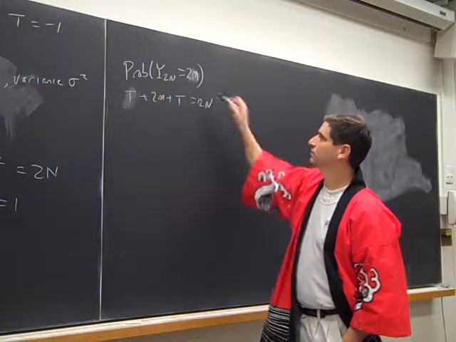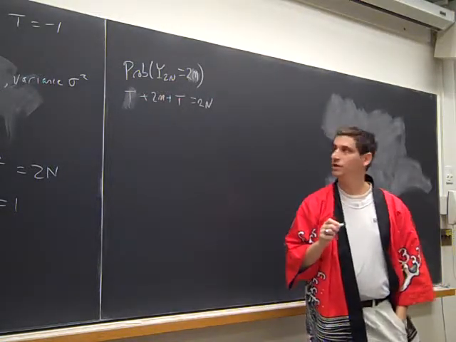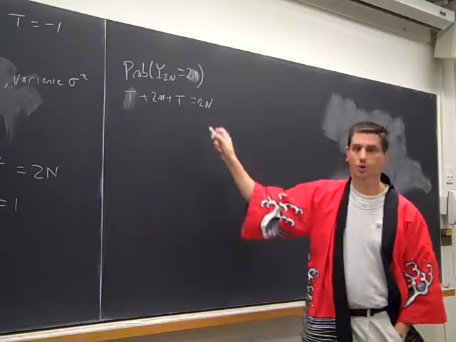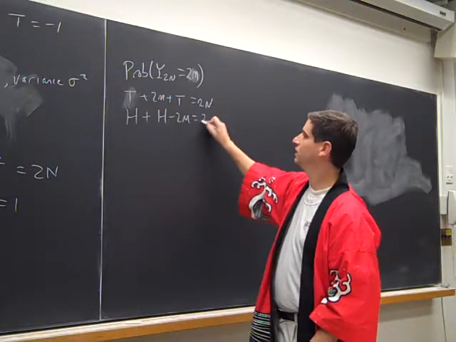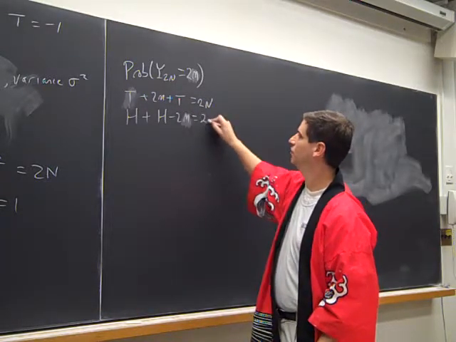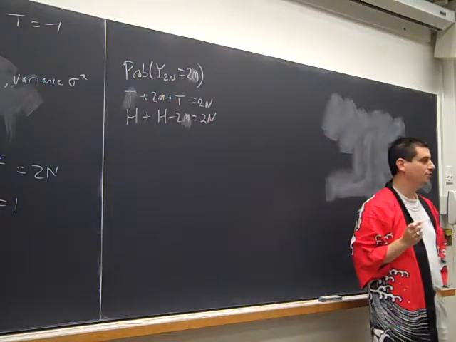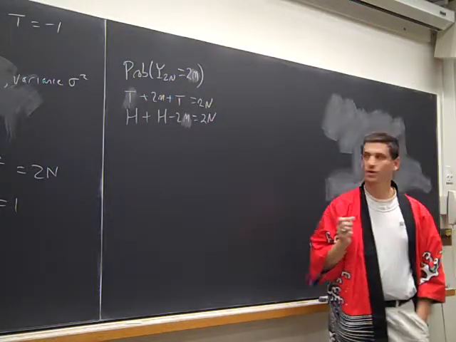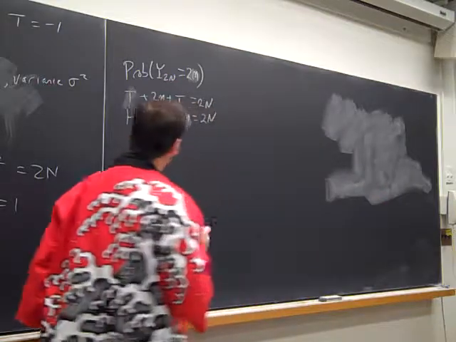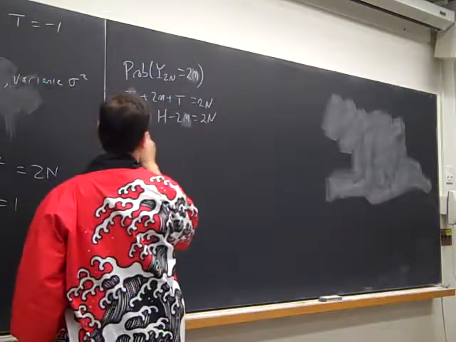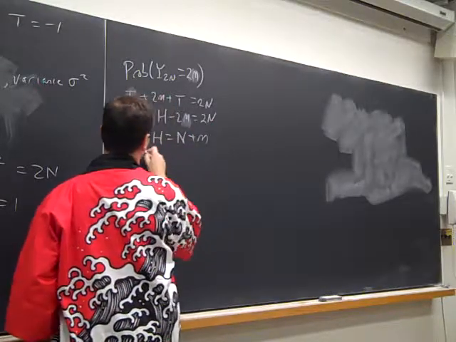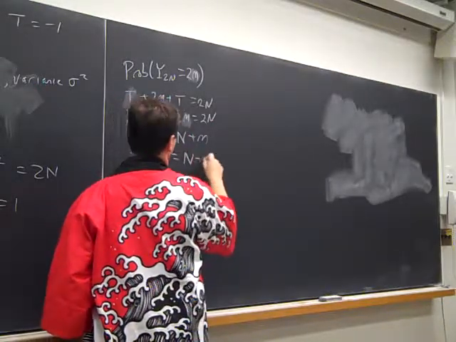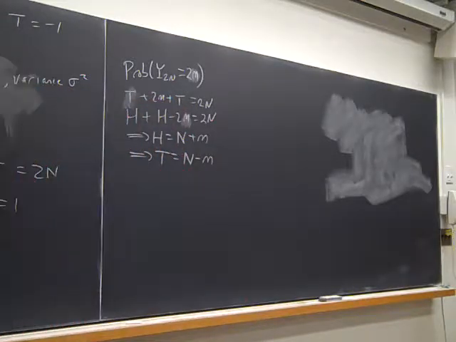What's the number of heads? Or I could write it as heads plus the number of tails equals 2n, and heads minus tails equals 2m. And I can use this to solve for the number of heads and the number of tails. So if I use this, I get 2h equals 2n plus 2m. So I get h is equal to n plus m, and similarly I get tails is equal to n minus m. So that's how many heads I have, that's how many tails I have.